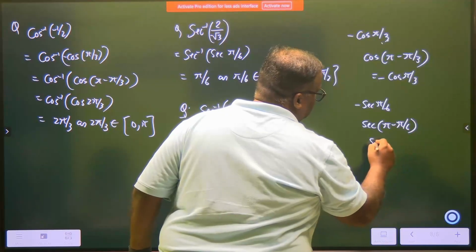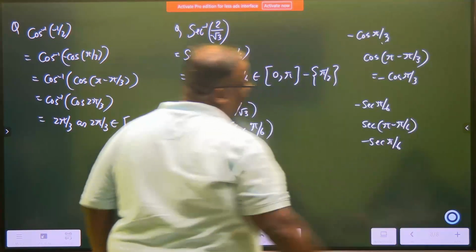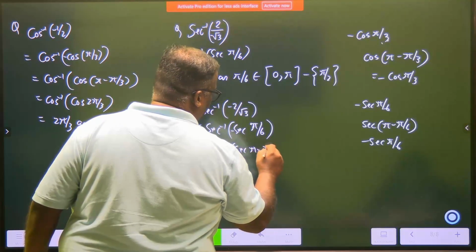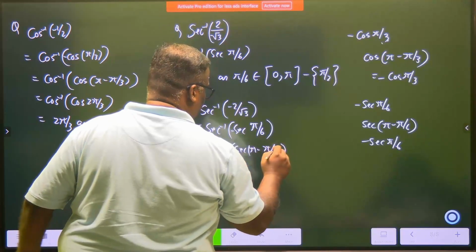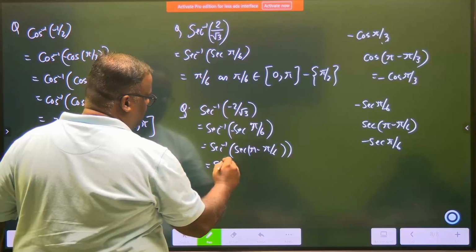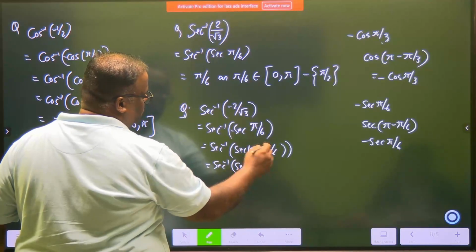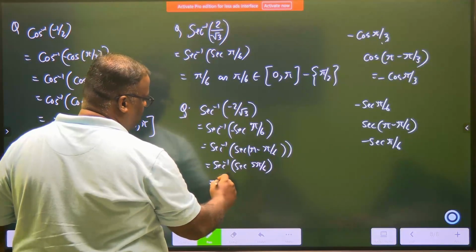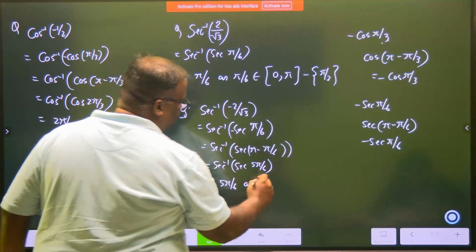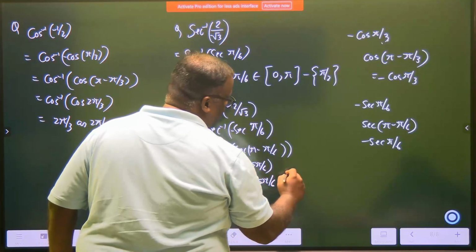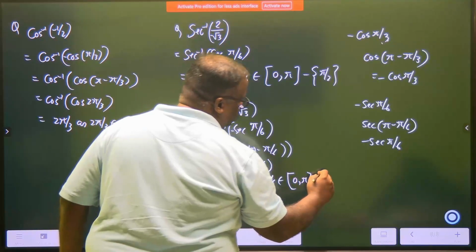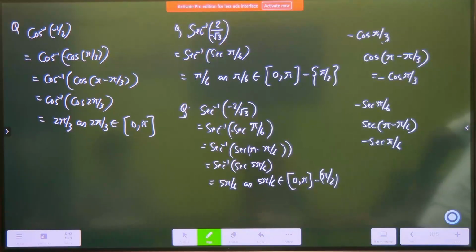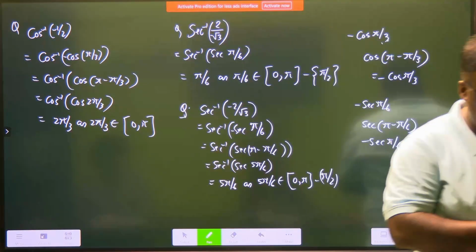Sec of pi minus pi by 6 is always negative of sec pi by 6 since you go into the second quadrant, so you can punch that value straight away. So this becomes sec inverse sec of how much? Pi minus pi by 6, that is 5 pi by 6. Children, 5 pi by 6 is always less than pi. So I can write it as 5 pi by 6, as 5 pi by 6 belongs to 0 to pi minus pi by 2.